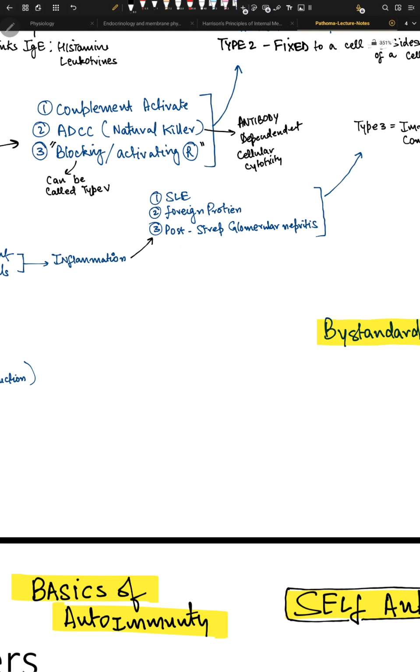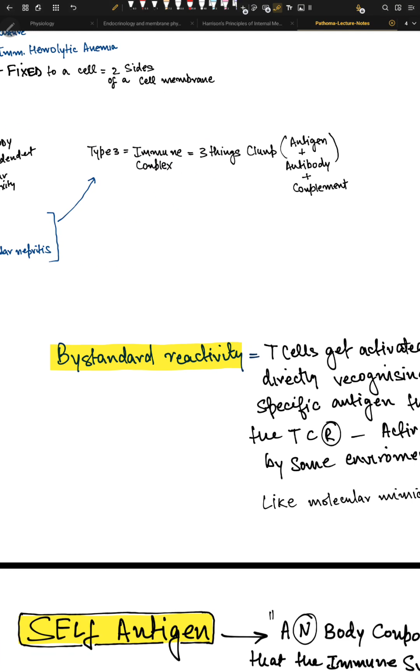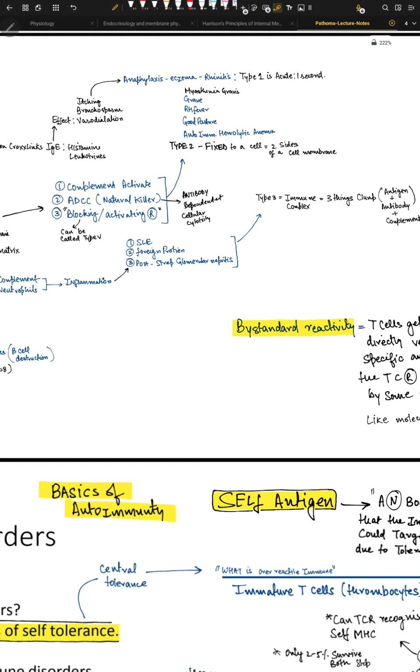So that's the concept. We can see this happening in SLE, in foreign proteins, and in post-strep glomerulonephritis. That's also true. So that's the story. It's type 3, immune complex mediated: three things clumped together, antigen plus IgA antibody plus the complement system.